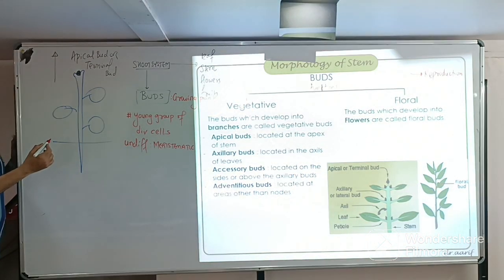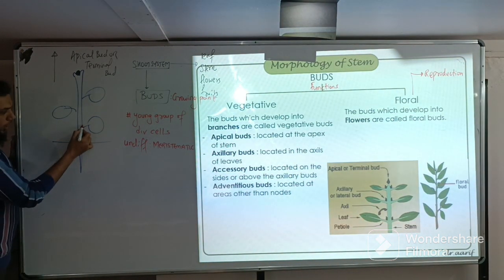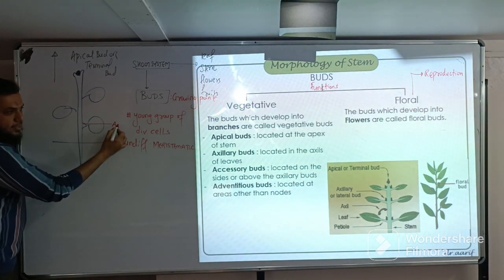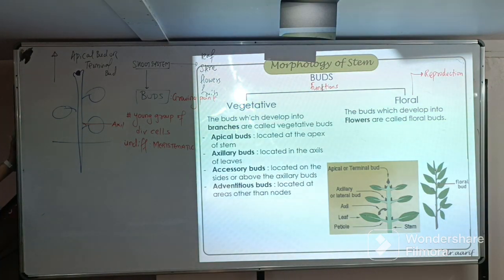What is the point of attachment of the leaf on the stem called? Node. Look at this upper angle. Do you see this upper angle? Yes. This upper angle is called as an axil. What do you call it, children? Axil. Understood what is an axil?